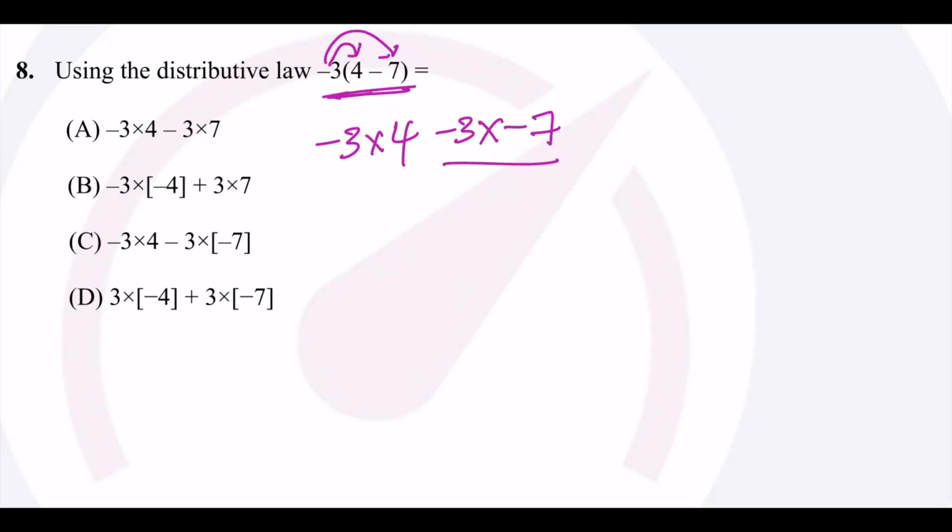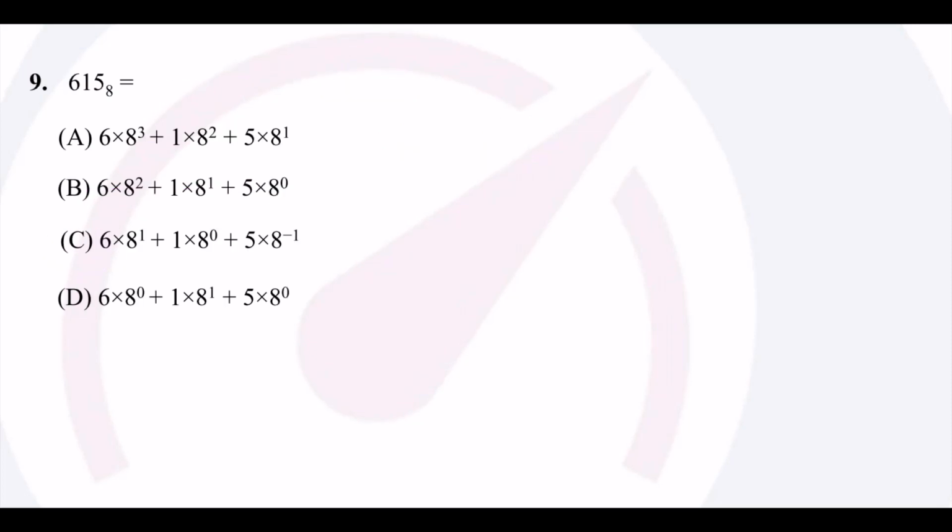So -3 times +4, and -3 times -7. So you have to look for the end part here. That's going to be the trick. So it's -3 times -7, and -3 times 4. So this is it. Our answer is C.